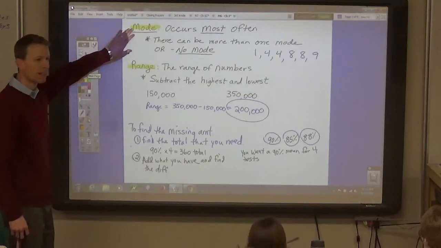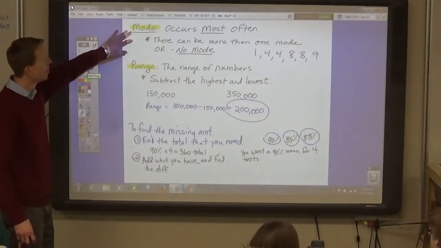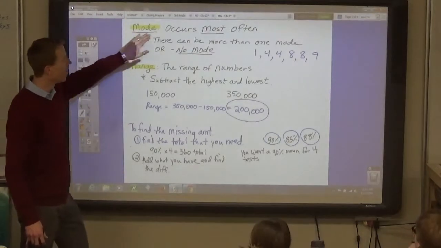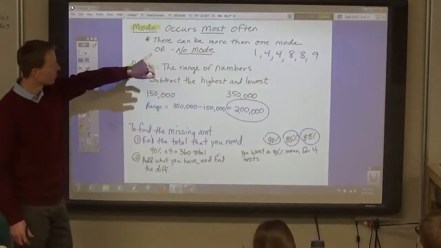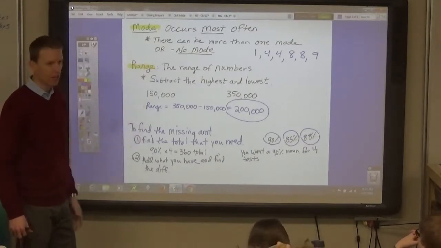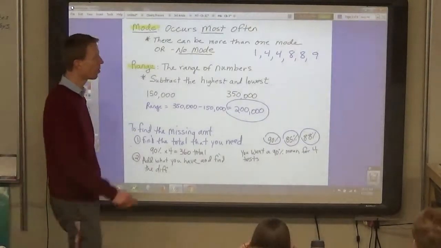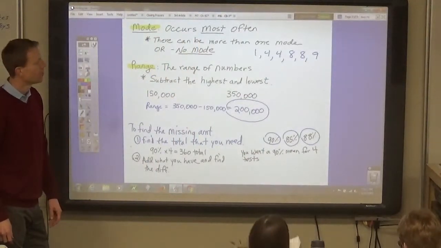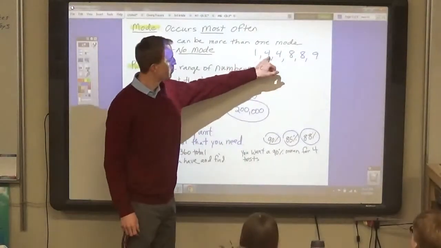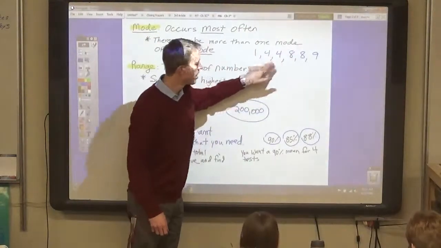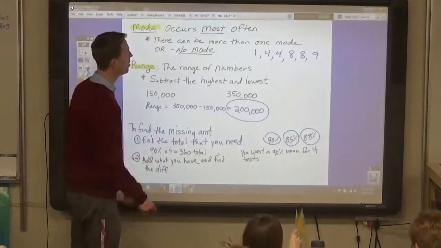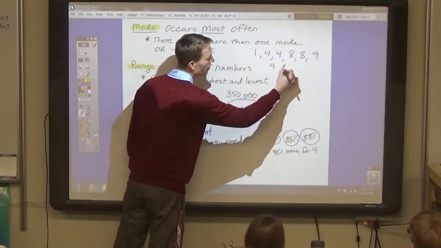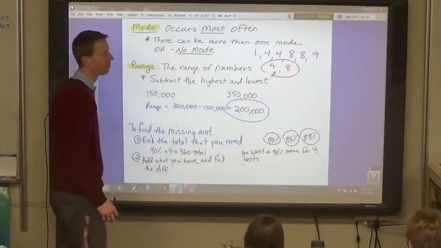The next way to analyze the data is to find the mode, the one that occurs the most often. Okay? The number that occurs the most often. Sometimes there's 2 numbers that occur the most often, like in this data set. You can have more than one mode. In this set of numbers, there are 2 4s and 2 8s. So the modes are 4 and 8. There's 2 of them.